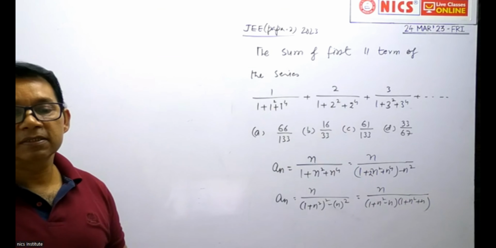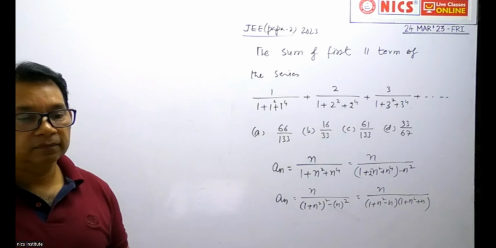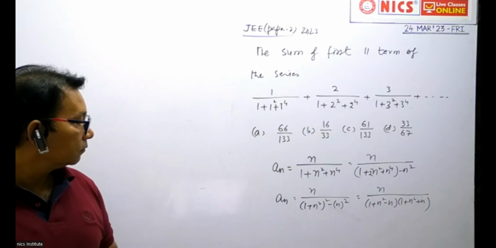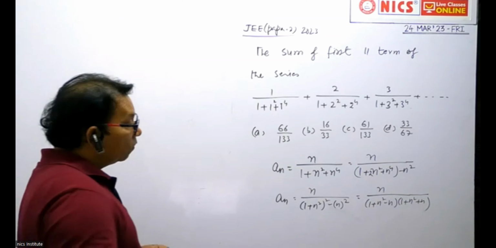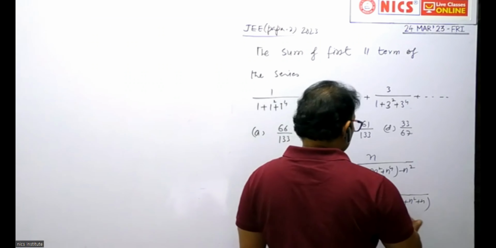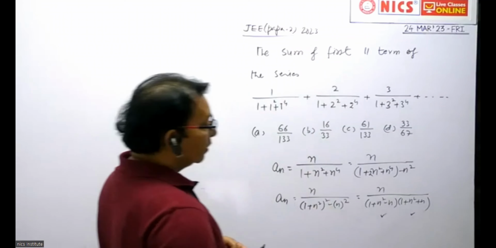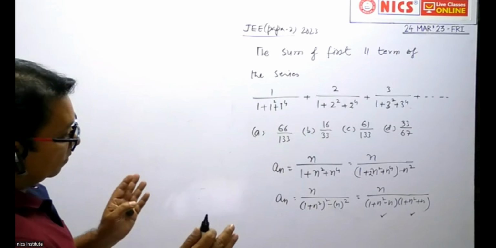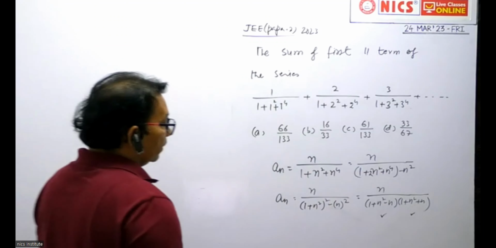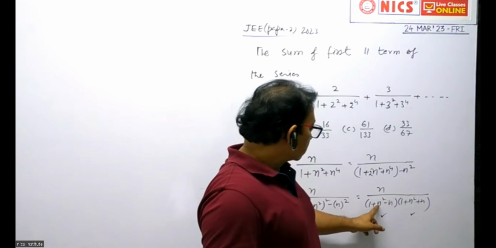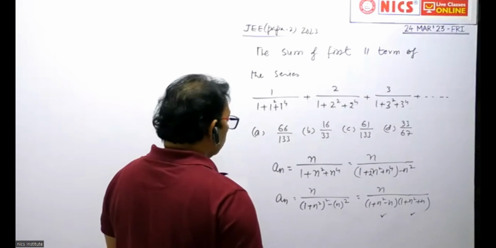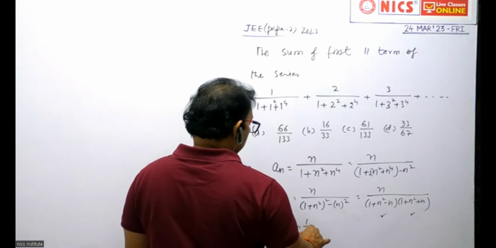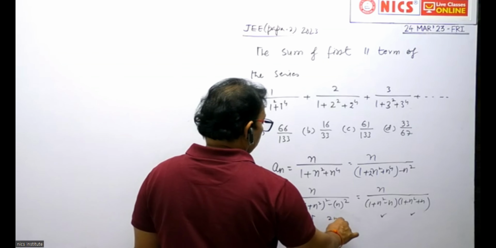A square minus b square is a plus b, a minus b, right? And then fine. Now you have two terms in the denominator. The idea is to separate two terms in the denominator as two separate terms of the sequence. Find this minus this. If you subtract this from this, what's your answer? Answer would be 2n. What I do, I multiply denominator by 2 and the numerator also by 2.